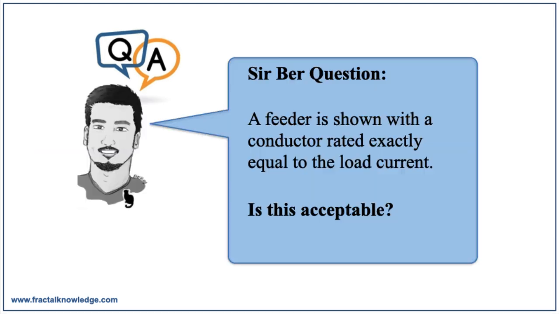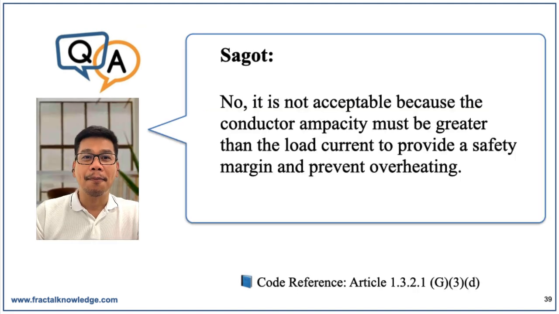Okay? Sir, another question. A feeder is shown with a conductor rated exactly equal to the load current. Is this acceptable? Okay. No, it is not acceptable because the conductor ampacity must be greater than the load current to provide a safety margin and prevent overheating.